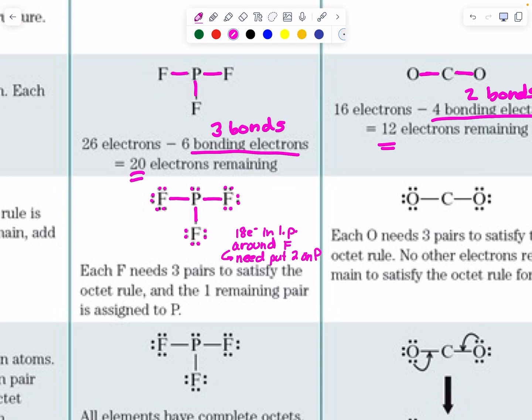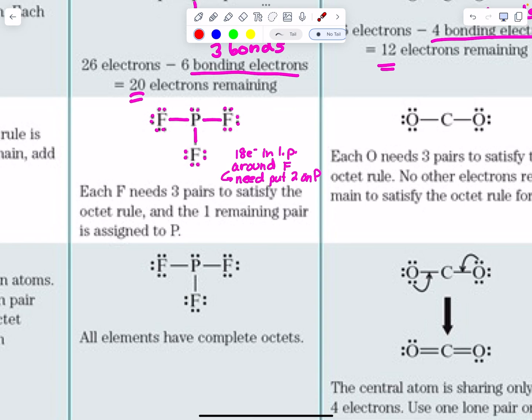Okay, so for the fluorines, I know I have done that, right? Because when I added these lone pairs, I made sure that added up to 8. So 1, 2, 3, 4, 5, 6, 7, 8. Now, when we're counting electrons in a Lewis structure, we're kind of double counting the bonding electrons because they kind of go with 2 atoms. So when I try to count up on fluorine, I've got 1, 2, 3, 4, 5, 6, 7, 8. So for this molecule, I have satisfied the octet rule for all of my atoms.